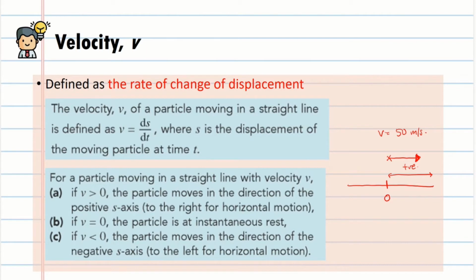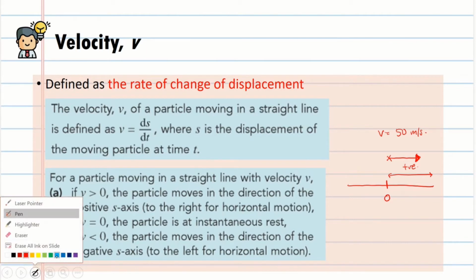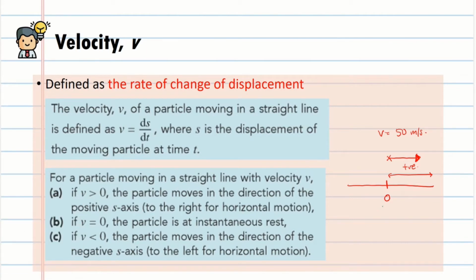Whereas if v is less than 0, it would be moving in this direction. So let's say v equals negative 50 meters per second. It means that it is moving to the left, which is the usual negative direction that we're referring to. So it is moving at a speed of 50 meters per second, but a velocity of negative 50.